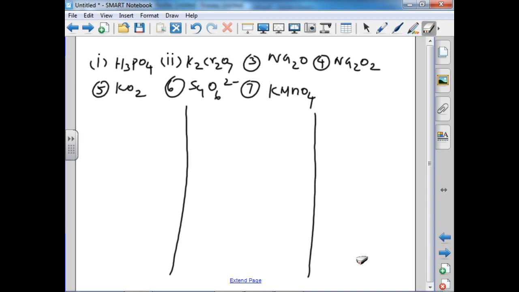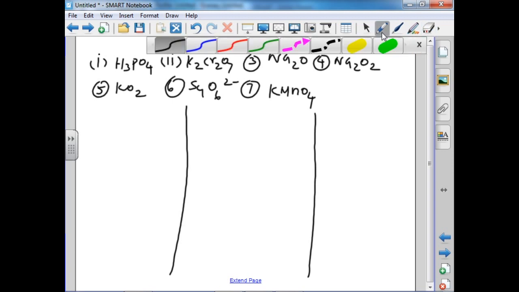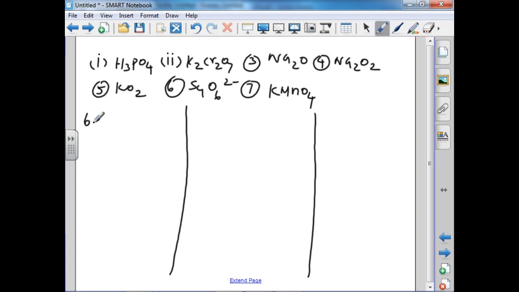The next one is 6. S4O6 2 minus. Calculate the oxidation number of sulfur in S4O6 2 minus. So now we are going to calculate the oxidation number of sulfur. So sulfur has X. That is 4 atoms of sulfur, so 4X, plus 6 atoms of oxygen. That is a charged species. So what is the charge of the molecule? Minus 2.